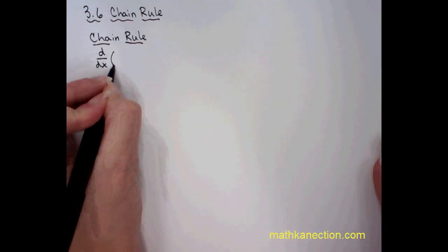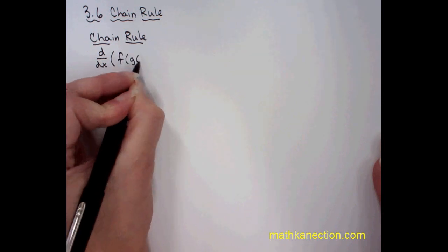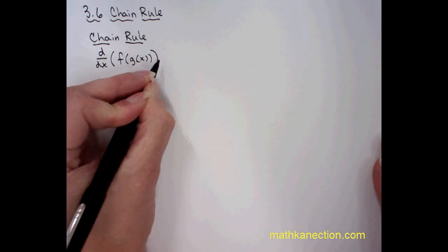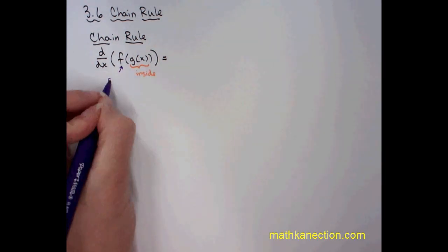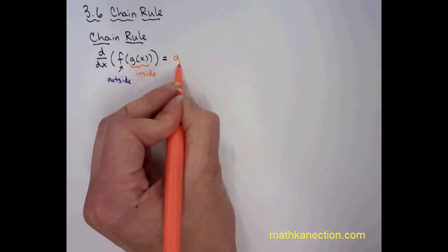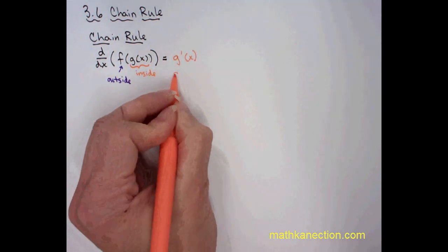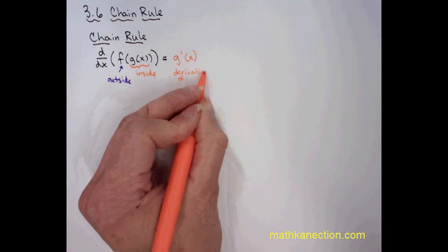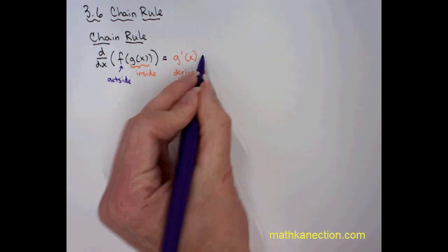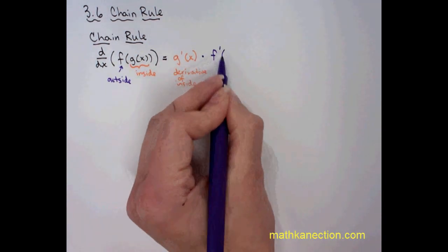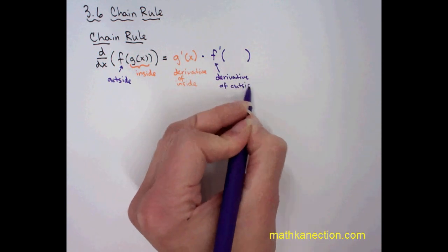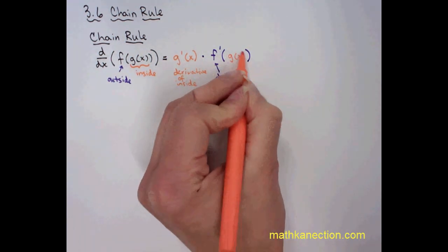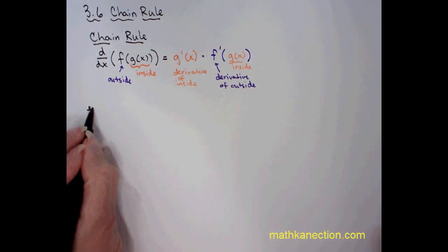So the chain rule is to take the derivative of a composite function where you have f of g of x, a function inside of another function. So g of x is the inside function, and f is the outside function. So you take the derivative of the inside, so g prime of x, and then you multiply by taking the derivative of the outside, so f prime, and then of g of x, so that's keeping that inside function the same.